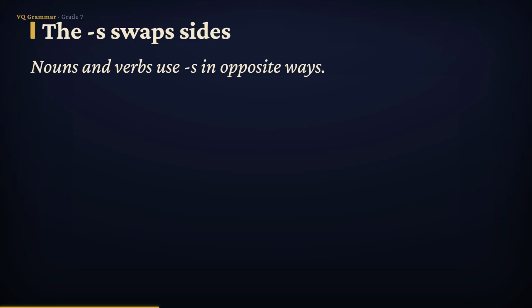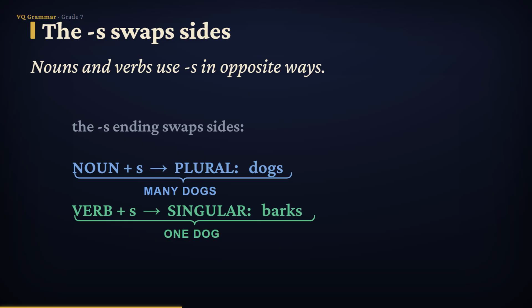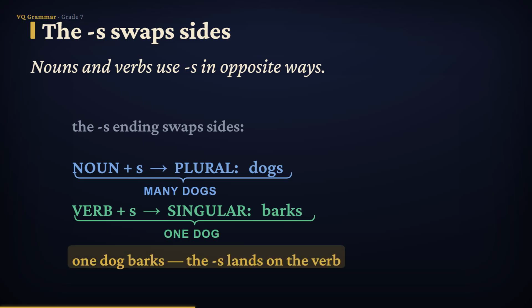Why does this feel so strange? Because the S ending swaps sides. Think about nouns first. When you add S to a noun, you get more than one. One dog becomes dogs, the plural. But when you add S to a verb, you get just one, the singular verb barks. Same little S, opposite meaning. So in the sentence, one dog barks, the plural-looking S actually lands on the verb, and it signals a single subject. Nouns and verbs really do use S in opposite ways.